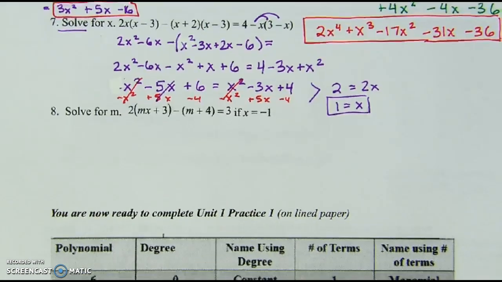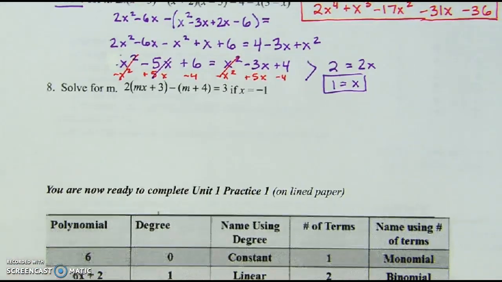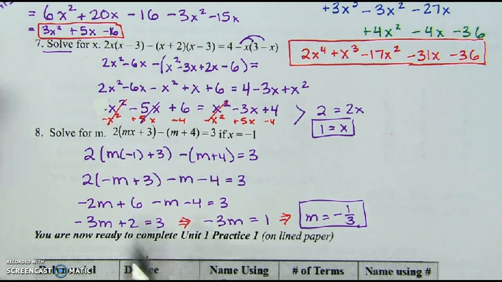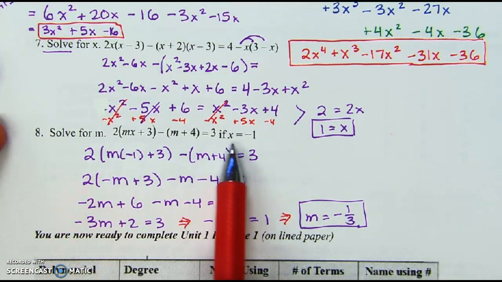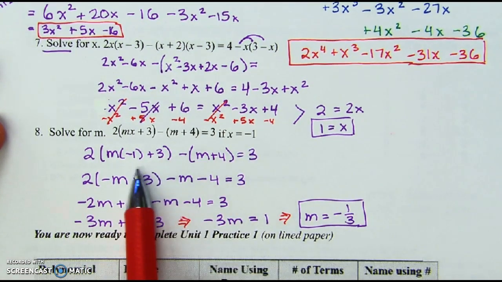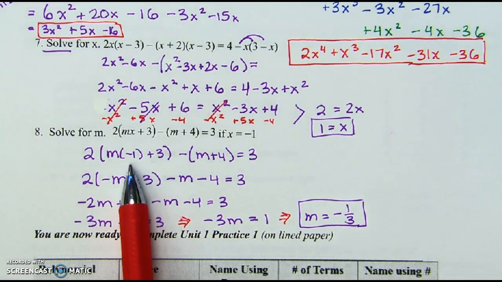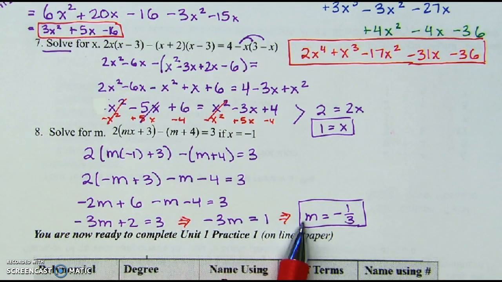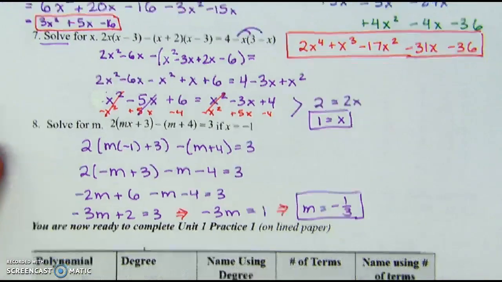I have a couple more minutes, but I still have to talk about the bottom here, and I have 2 minutes. I'm going to pause and do 8 off camera. All right, so 8 says solve for m if x is -1. So the first thing I did was plug in -1 for x, and then that made it -m, distributed, combine like terms, and then solved for m, and m is -1/3. Okay, so take a minute to write that down.